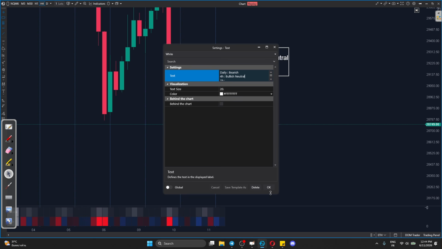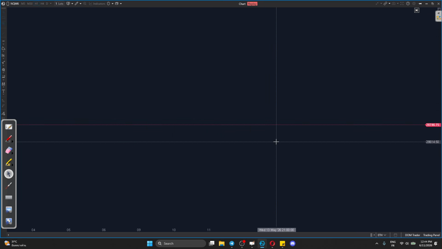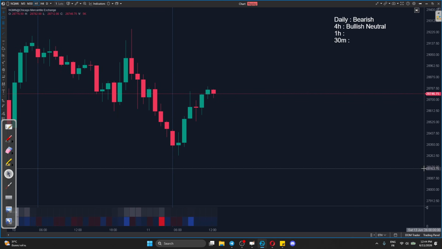Meaning what? Meaning we're not going to take this time frame into account on our final decision on what direction we're going to be trading in, because it's simply not clear enough. It's bullish, but not really. It's neutral, okay? Now we look at the 1-hour time frame here.